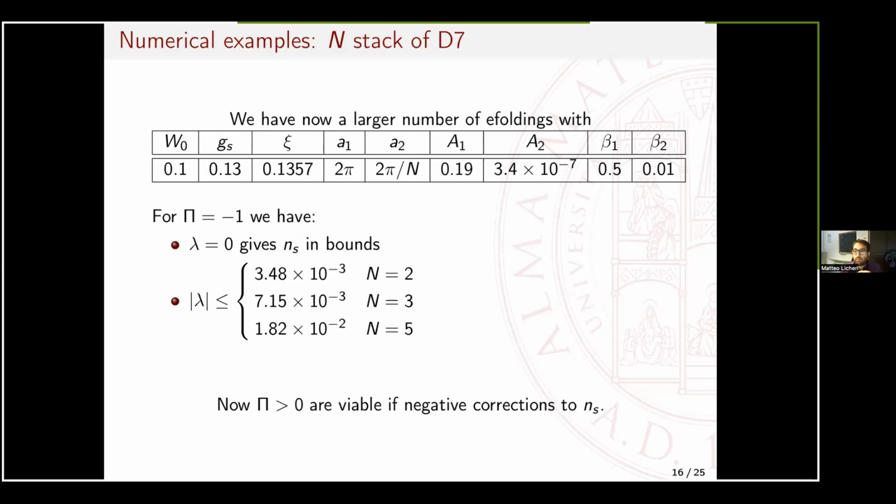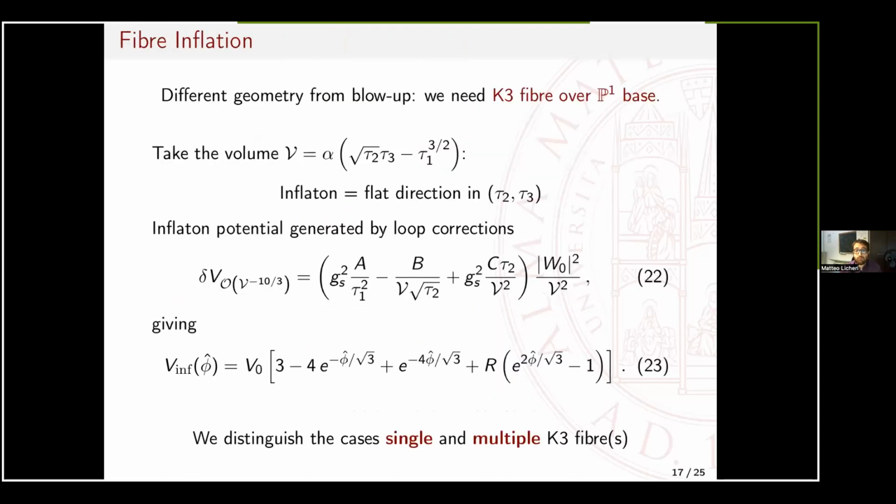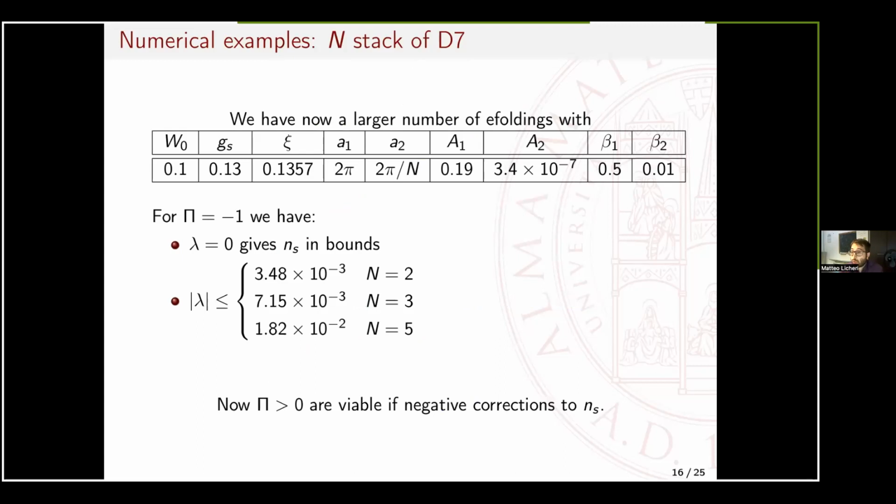Again, we have this choice of parameter, and we can perform the bound on lambda for different values of the number of stacks. From 2 to 5 we analyzed, and we found that they are 10 to the minus 3, 10 to the minus 2. In this case, lambda equals 0, so no correction at all, is already in bound with Planck. So even pi 2 bigger than 0 is viable, because if it is low, it can still remain in bound with the spectral index.